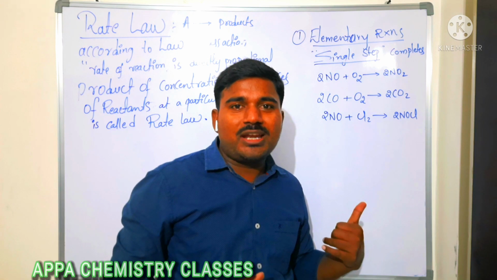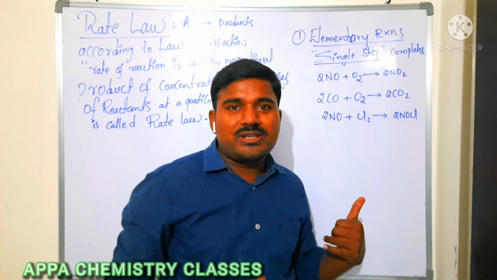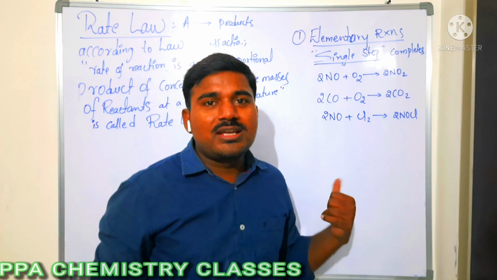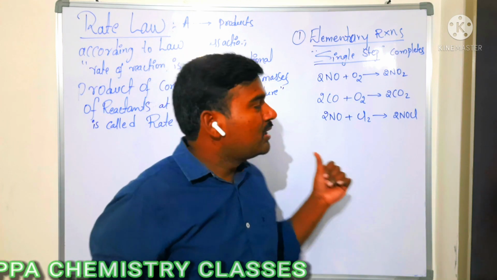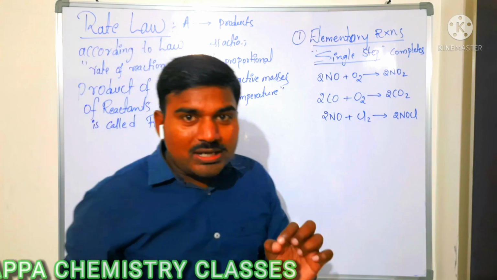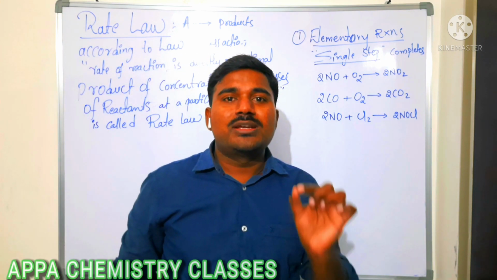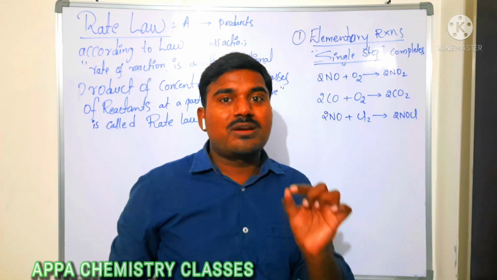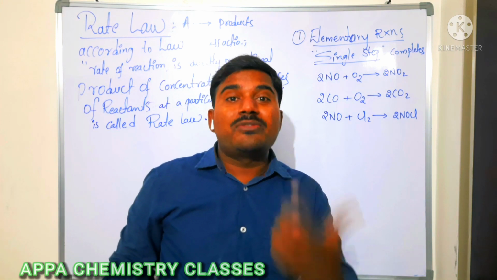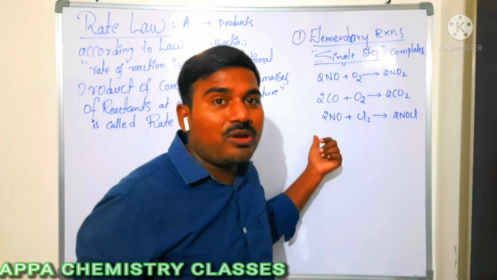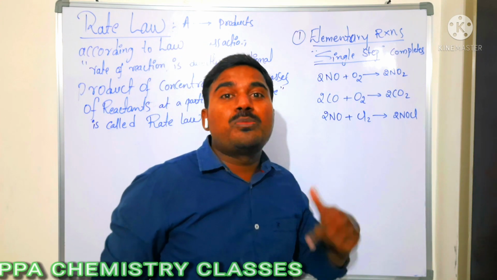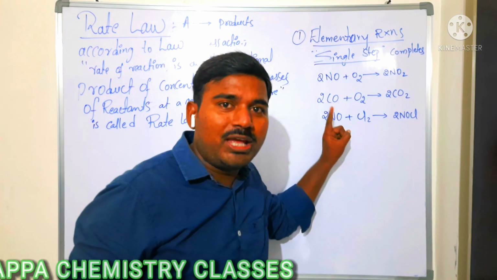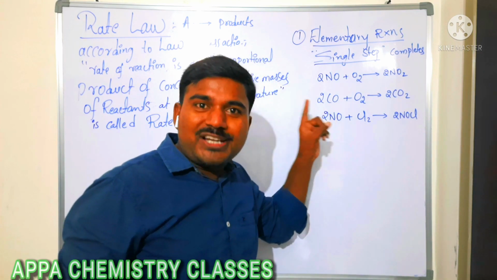For these elementary reactions, rate can be expressed differently. How can we express the rate here? The rate law is defined as follows: at a particular temperature, the rate of reaction is directly proportional to the product of active masses of the reactants, with each raised to the power of its coefficient. In the case of an elementary reaction, which completes in a single step, the coefficients of the reactants are raised as powers.